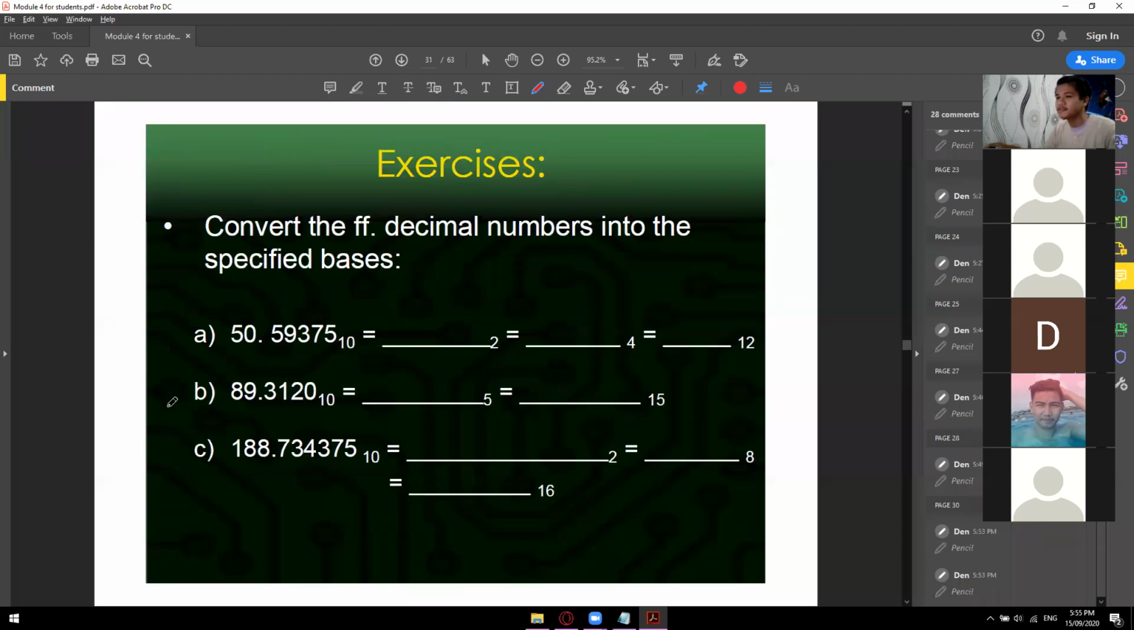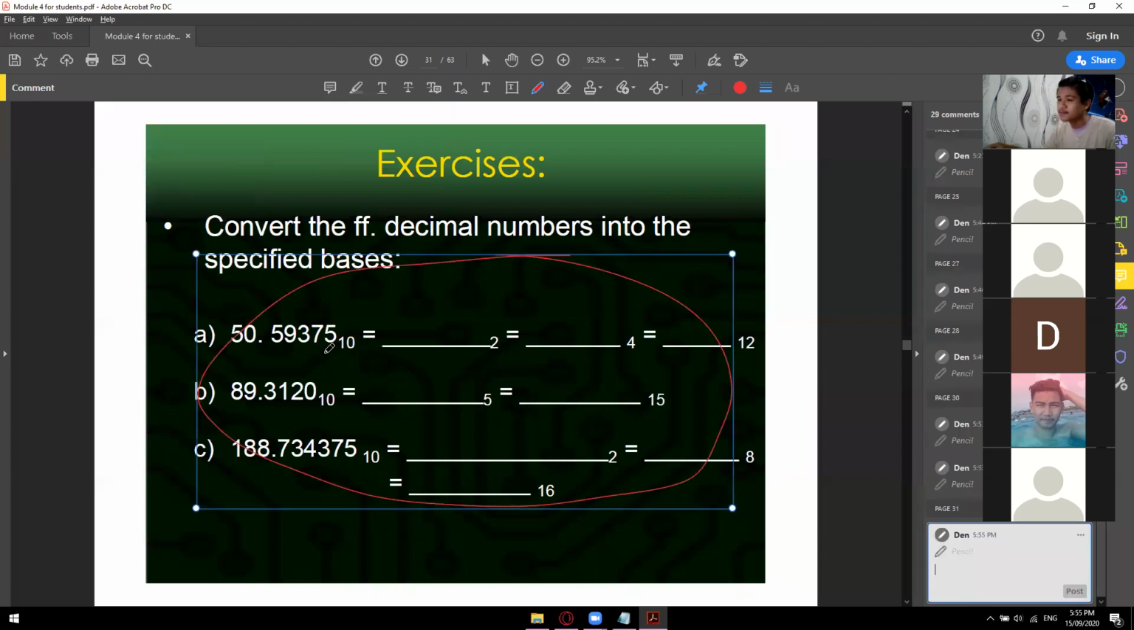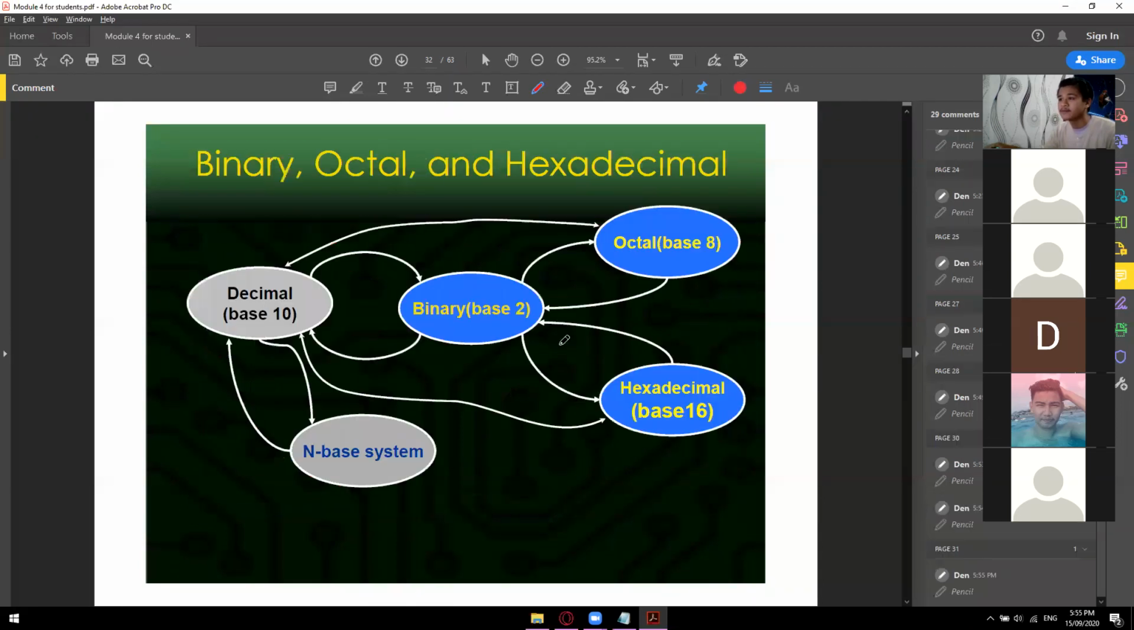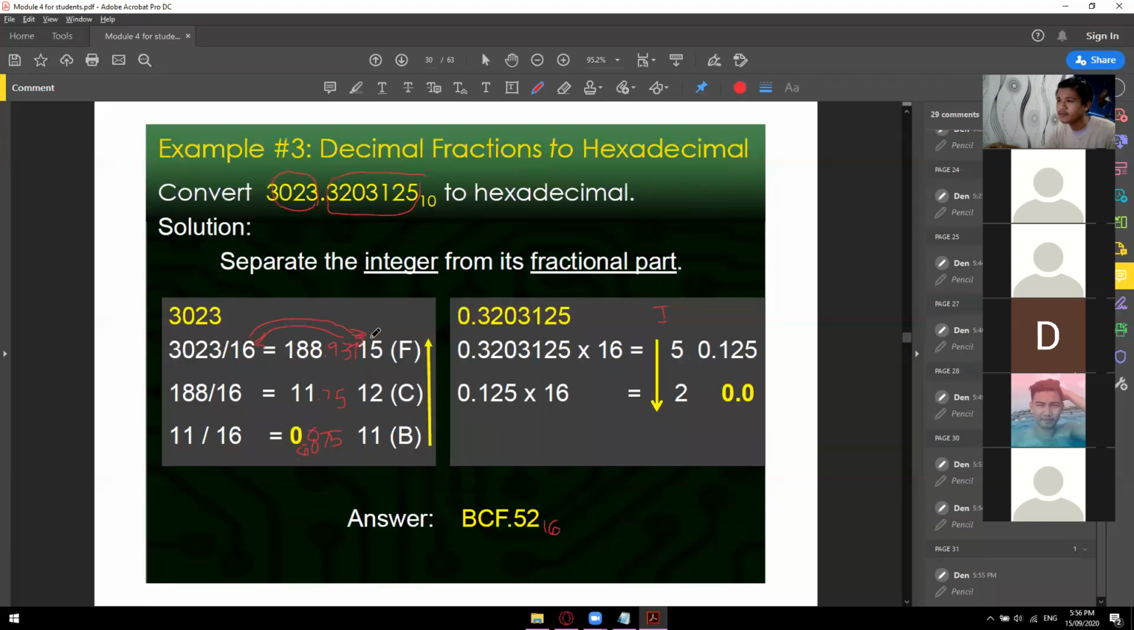Alright, so next one. Again, an exercise. But I will not give this anymore since we have no more time. So this one will be part of your practice assignment. From decimal to binary, decimal to base 4, decimal to base 12, and so on and so forth. So as a summary, you can convert a decimal to any base. What else? Binary to hexadecimal.